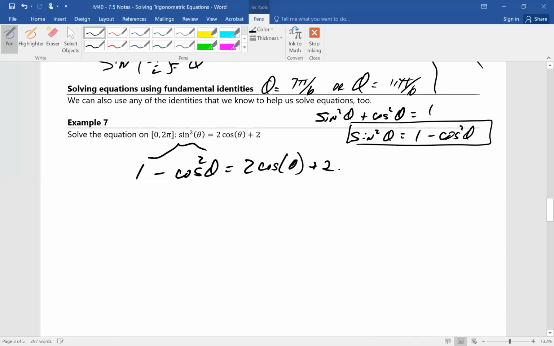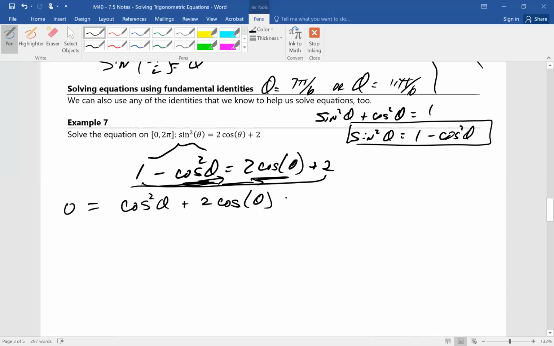And once you have that all in, I'm going to move all of this stuff to the right, which is going to yield 0 on the left side. And I'm going to have a positive cosine squared theta. That's just this, that got moved this way. And then I'm going to put this there. So what, plus 2 cosine theta? And then when I take this 1 and subtract that from the 2, plus 1.